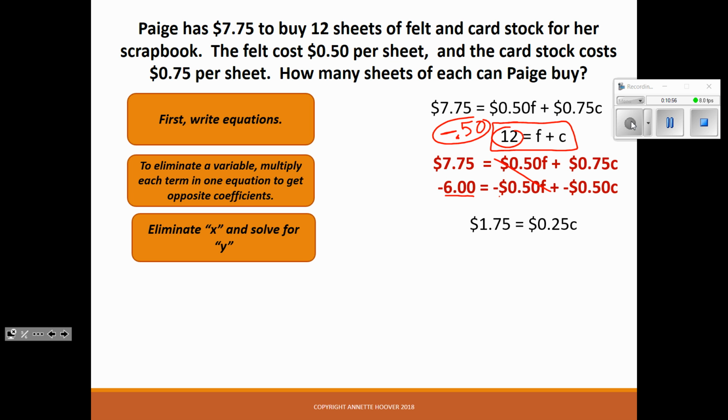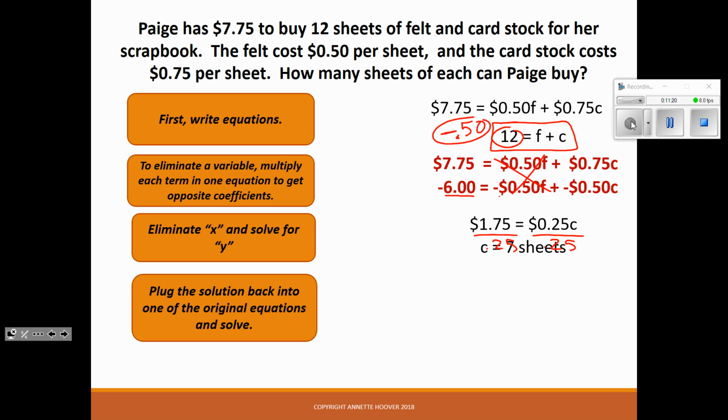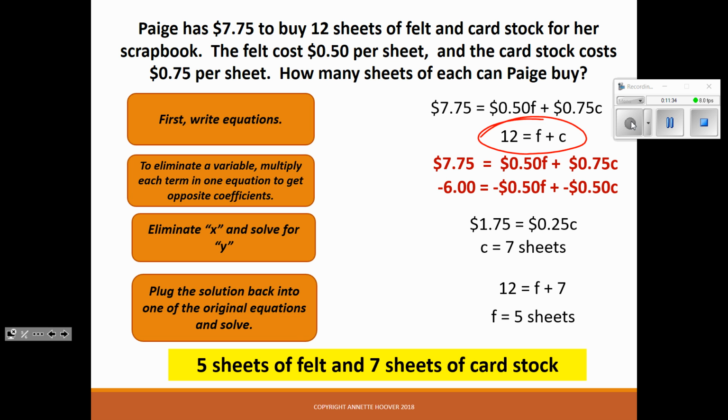And then I solved the left side of the equation. I had $7.75 minus $6, which is $1.75. And for the cardstock, I had 75 cents minus 50 cents, which is 25 cents. Now to figure out the cardstock, I just divide both sides by 25 cents. So cardstock was 7 sheets. Now if I plug that back into the equation, which we talked about right here, I know I bought 12 sheets total. 7 of them were cardstock. I can plug that in, subtract 12 minus 7, and the number of felt is 5 sheets. So it's 5 sheets of felt and 7 sheets of cardstock.